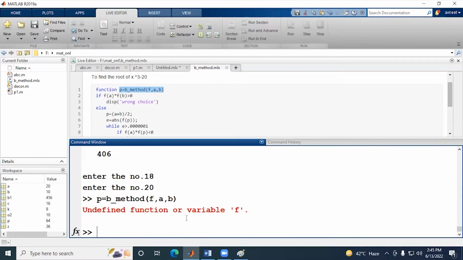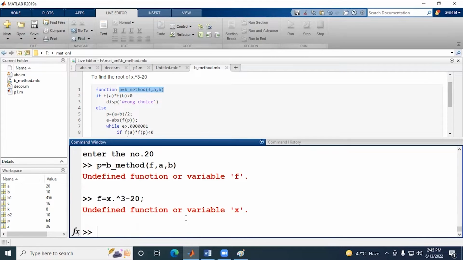It is asking for f. F means our equation. So f is equal to x raised to the power of 3 minus 20. Okay, semicolon, enter. It is asking me what is x. Actually, x is the variable for us also. We are going to find the value of x where f of x is 0. So this is our question.